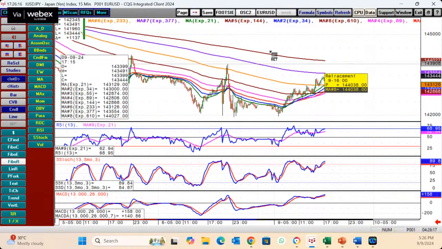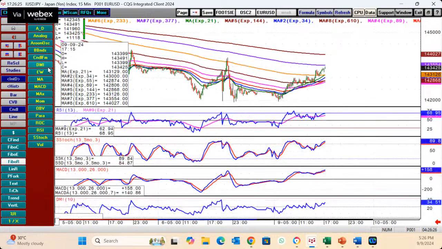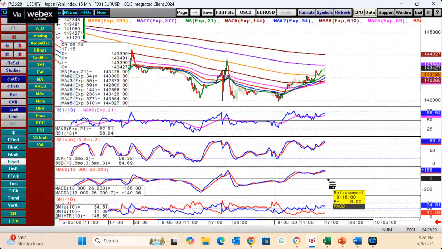Okay. How do we evaluate this? Now, this is where your tools come into play. Okay, there are 4 tools. One more is the DMI, which I also put in. DMI, MACD, stochastic, RSI. Now your moving averages crossover, this is one thing also we need to pay attention to.